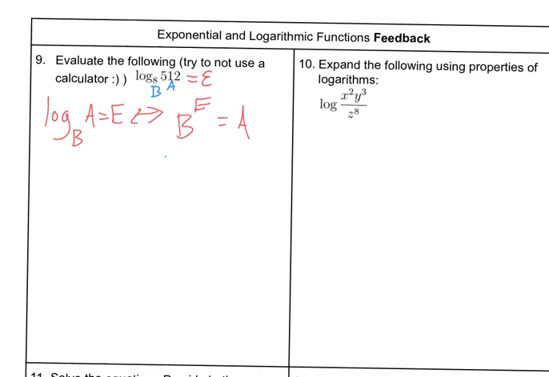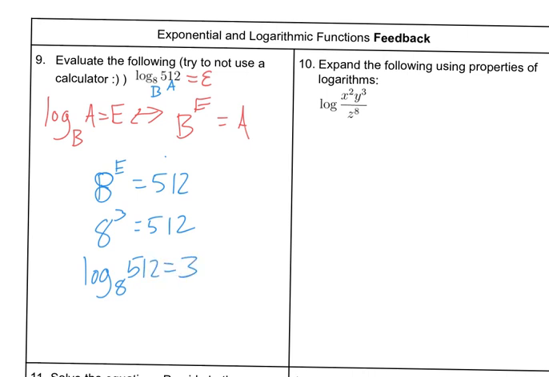We've got some kind of 8 to an exponent is equal to 512. Okay, well I know 8 times 8 is 64. 8 times 8 times 8 is going to be 512. So that would be 8 to the 3 is 512, which tells us that log base 8 of 512 is equal to 3. We've got to use our properties of logarithms to expand the next one.